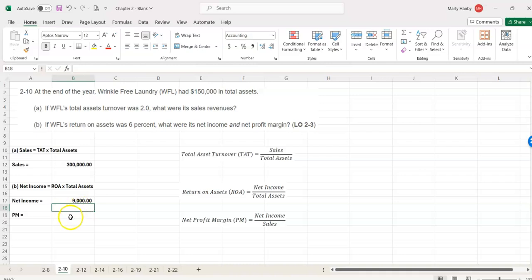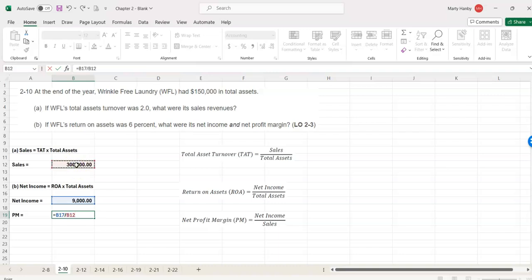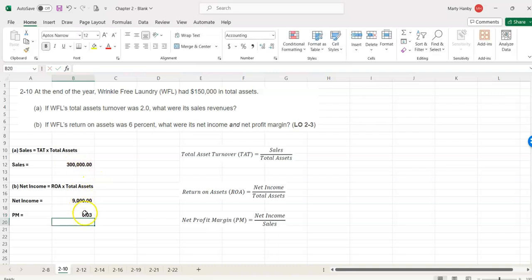9,000 of net income. So net profit margin, just net income divided by sales, which we have right here. And so equals net income, the slash is divided by, the sales, 300,000 of sales, and you get 0.03. And hit the percent to format it as a percent, and then round it to 2 decimal places.